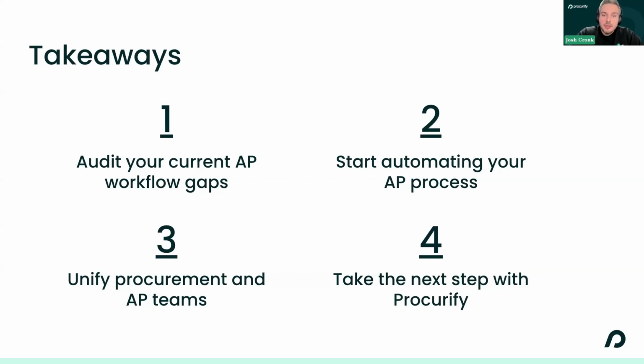Next, try to identify some of the most time-consuming, error-prone AP tasks in your organization. And if automation can help, like AI advanced OCR technology or three-way matching, see if those can help you simplify those processes and reduce some of the errors.